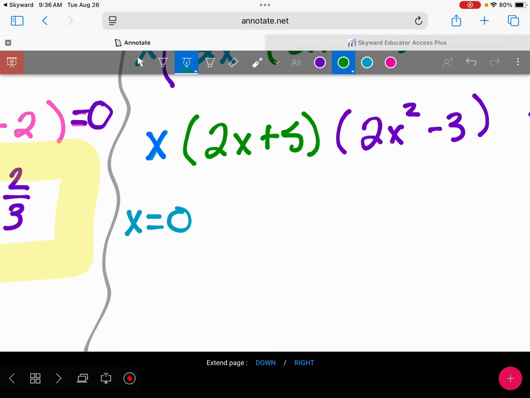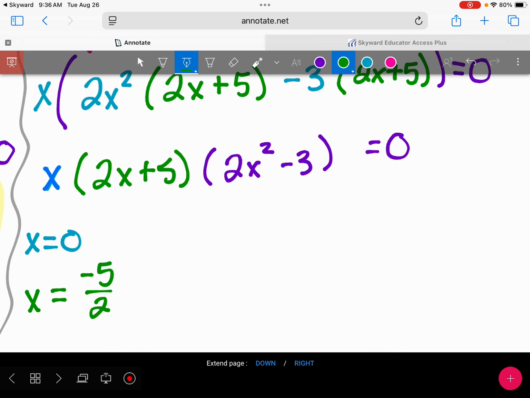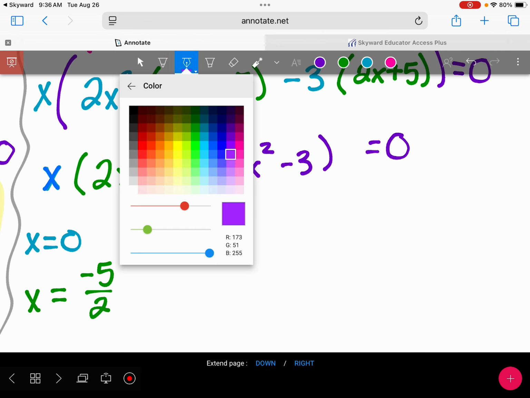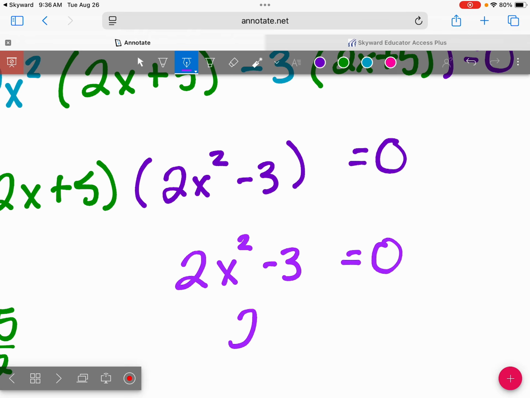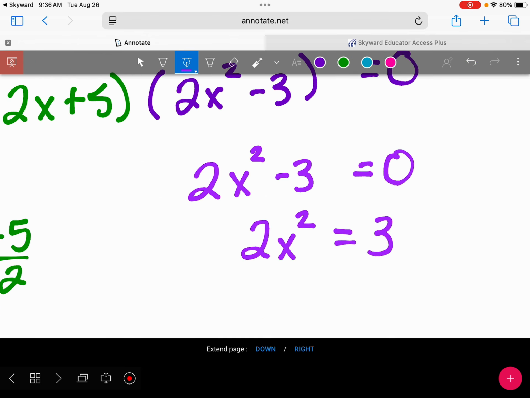How about for the green one? What's our 2x plus 5 going to give us as a root? Negative 5 over 2. I'm going to write this next one out, because we can try and do it in our head, but it's a little awkward. We're going to take our 2x squared minus 3, and we want to know when that equals 0. Add 3 to both sides. So we have 2x squared equals 3. Divide by 2. We get x squared equals 3 halves.